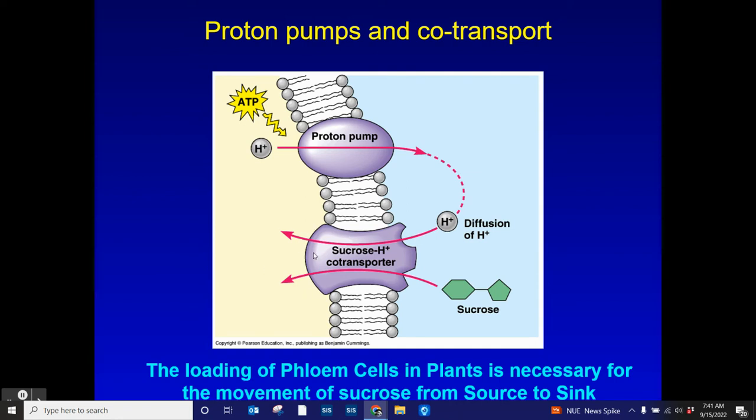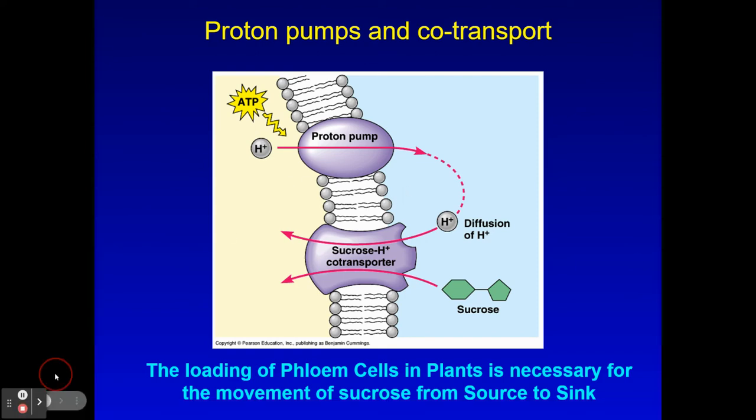So this is a type of facilitated transport that is only made possible due to the active transport of these protons to establish that concentration gradient in the first place, and then using that concentration gradient to move sucrose from an area of low concentration to an area of high concentration.